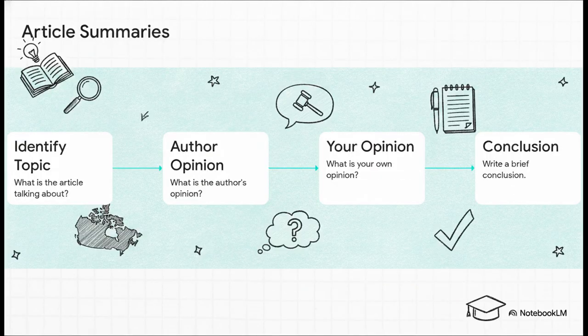So, how do you handle all those crazy readings? Instead of drowning in hundreds of pages, just use these 4 super simple steps to summarize every article into short, punchy notes. First, what's the topic? Second, what exactly is the author's opinion? Third, and this is the big one, what is your opinion on what they just said? And fourth, wrap it up with a quick conclusion. If you do this, you can just quickly grab these insights on exam day without frantically flipping through giant stacks of paper.